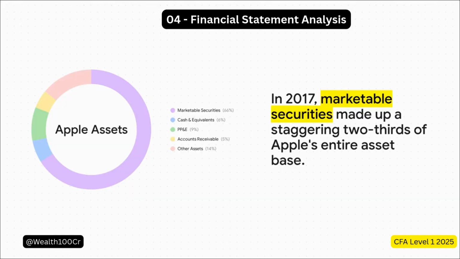And just look at this chart from a few years back, it really drives the point home. For a company like Apple, financial instruments aren't just some small thing on the side. They're a massive piece of the puzzle. At this point, marketable securities made up a staggering 2/3 of their entire asset base. So yeah, understanding this accounting is pretty critical to understanding Apple.